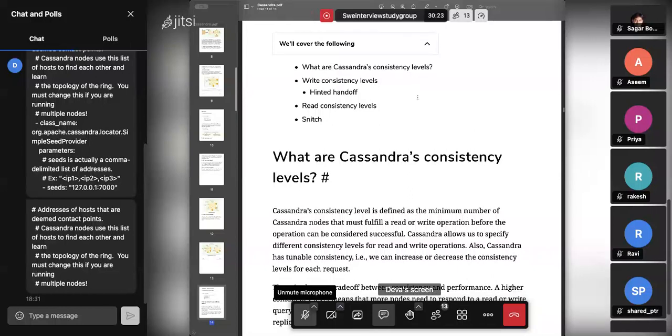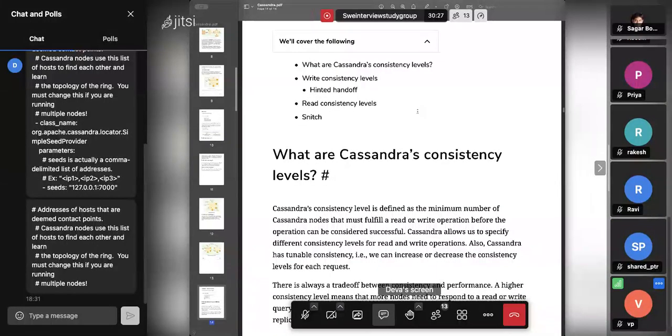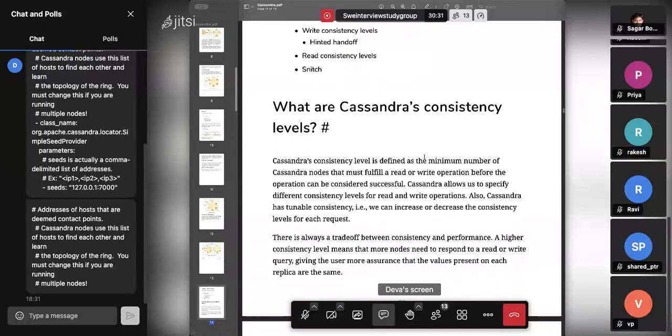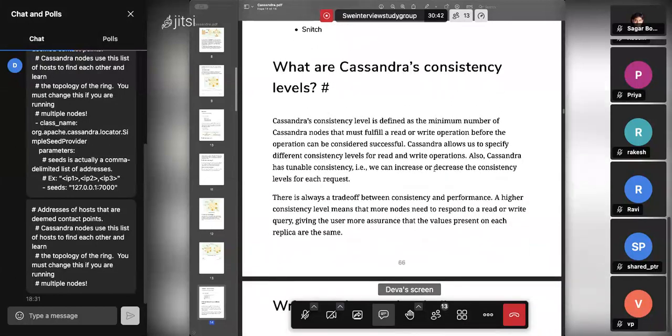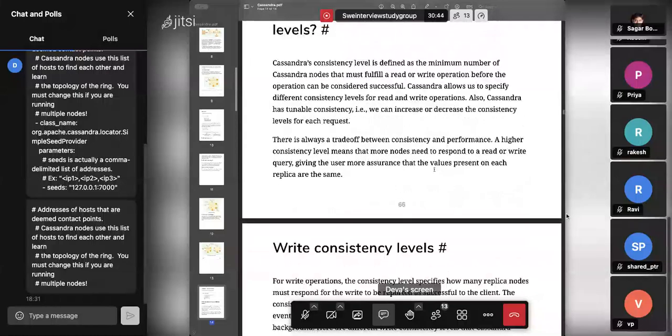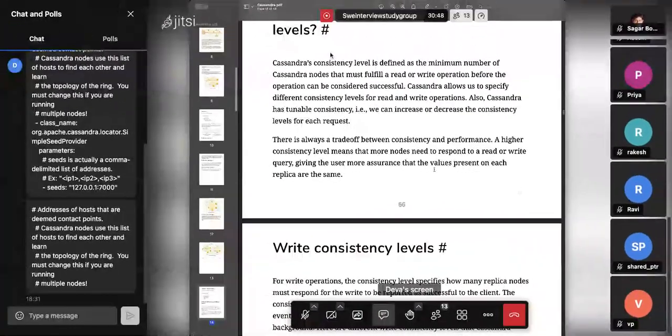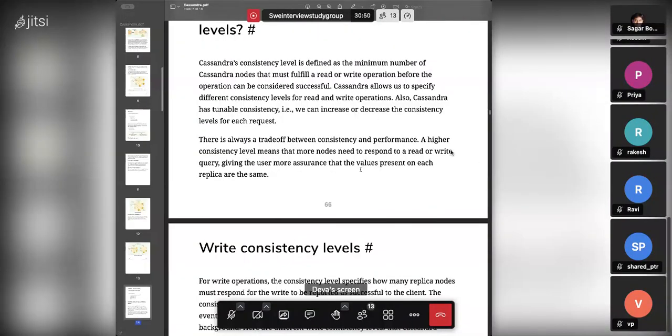So the Cassandra consistency level. Cassandra's consistency level is defined as the minimum number of Cassandra nodes that must fulfill a read or write operation before the operation can be considered successful. Cassandra allows us to specify different consistency levels for read and write operations. Also, Cassandra has tunable consistency. We can increase or decrease the consistency level for each request.